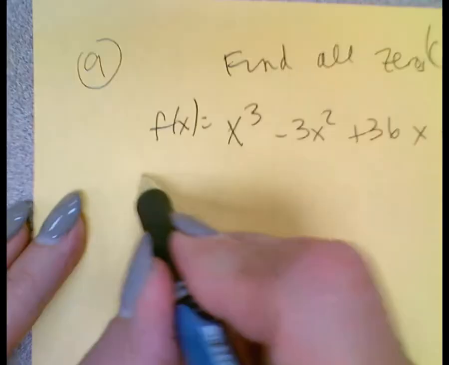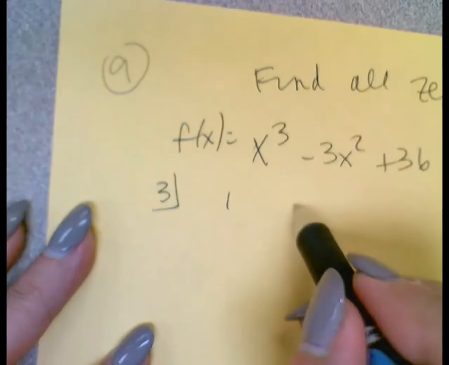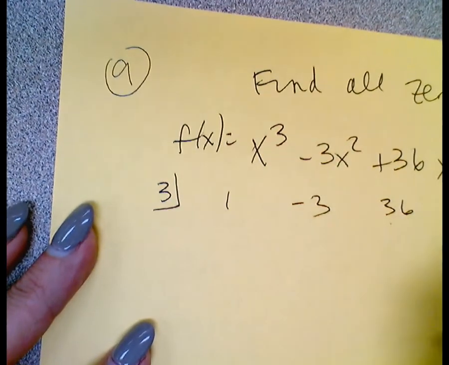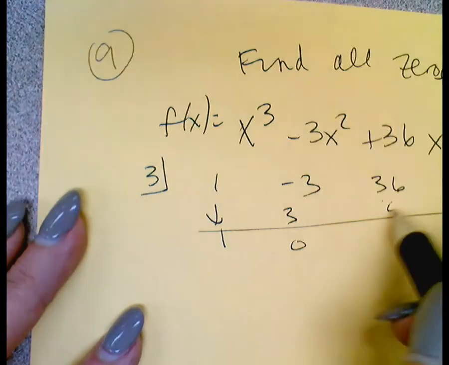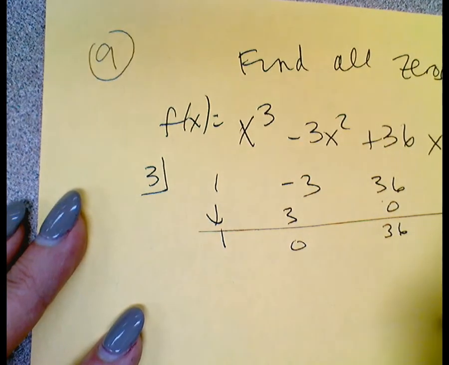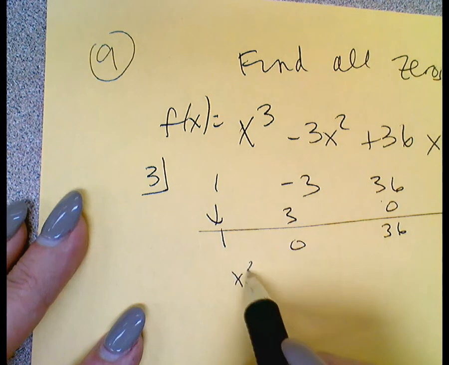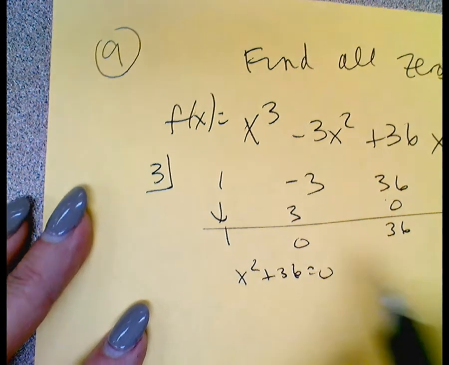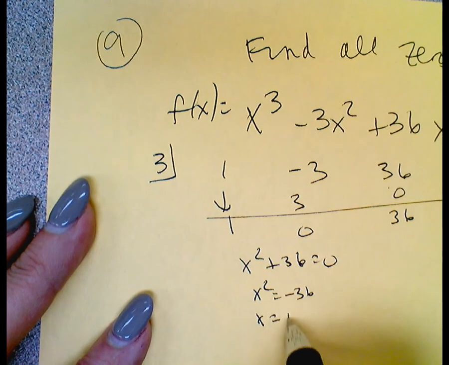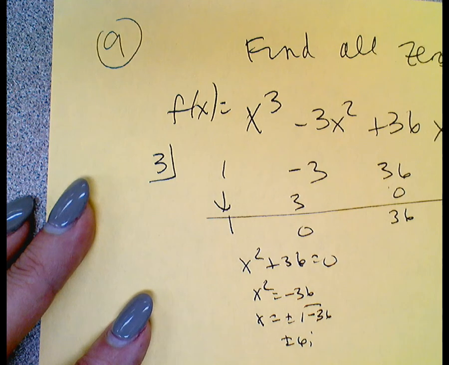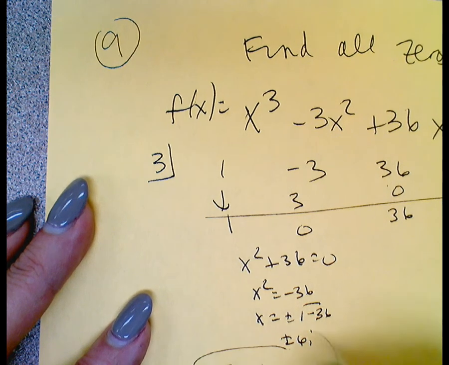So one way you could do this is do synthetic division. And then take this quadratic that's left, set it equal to 0. x squared equals negative 36. x is plus or minus radical negative 36, which is plus or minus 6i. So your answers are 3, 6i, and negative 6i. And you'd be done.